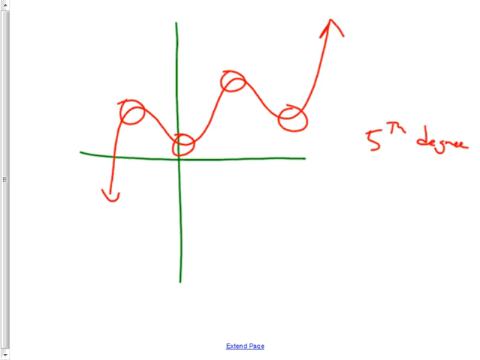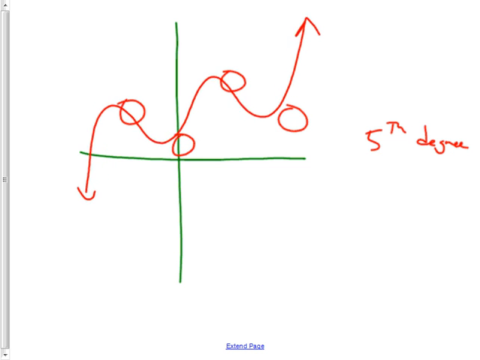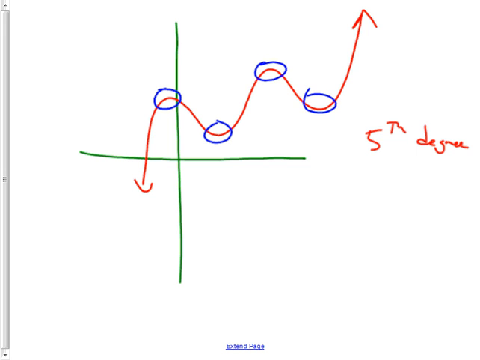Now, why do I say at least? Because there could be something I can't see called imaginaries. How many imaginaries could there be at a time? 2. So it could be 5, or it could be 7, or it could be 9. But do you get how a kid can't draw this for me and then say, well, that could be degree 3? No, it can't. It's got too many turns in it to be degree 3. These are called maxes and mins. It's got 4.